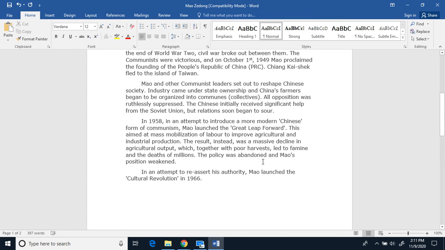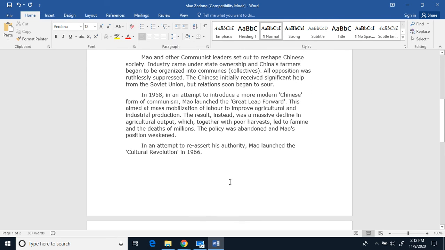Mao and the other communist leaders set out to reshape Chinese society. Industry came under state ownership, and China's farmers began to be organized into communist collectives. All opposition was ruthlessly suppressed. The Chinese initially received significant help from the Soviet Union, but relations soon began to sour.